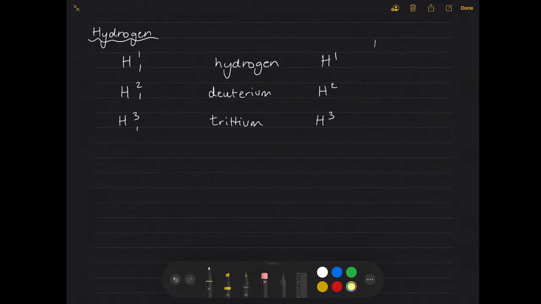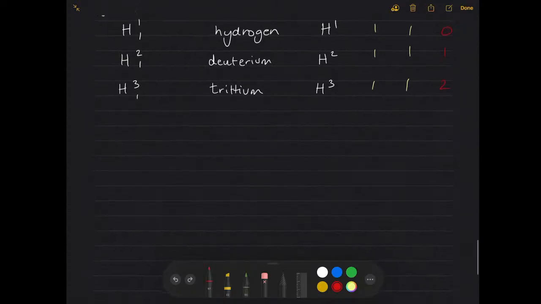And you can very quickly work out protons, electrons, and neutrons. Protons and electrons are 1, 1, 1, and the differences are in neutrons: 0, 1, and 2, because if you subtract 1 from 1, you get 0.